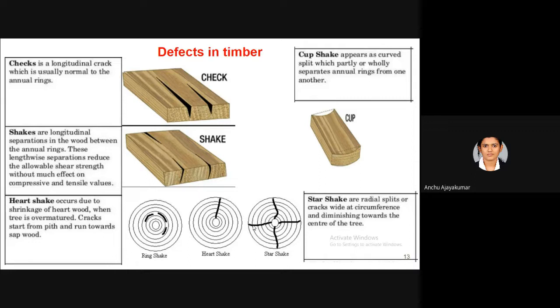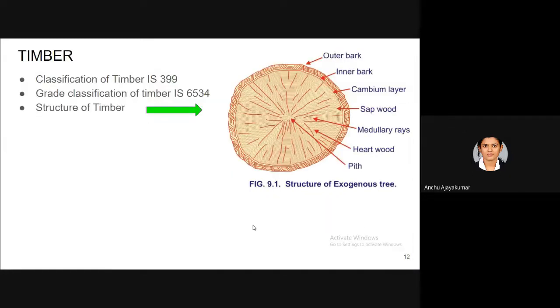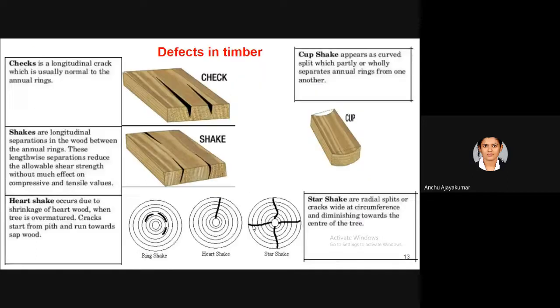Checks is a longitudinal crack which is usually normal to the annual rings. These annual rings are nothing but, in our figure, we can see round rings inside, from this sapwood area to the pitch. These are known as annual rings. By measuring the annual rings, we are able to identify the age of the timber. So the longitudinal crack occurring normal to the annual rings is known as check defect.